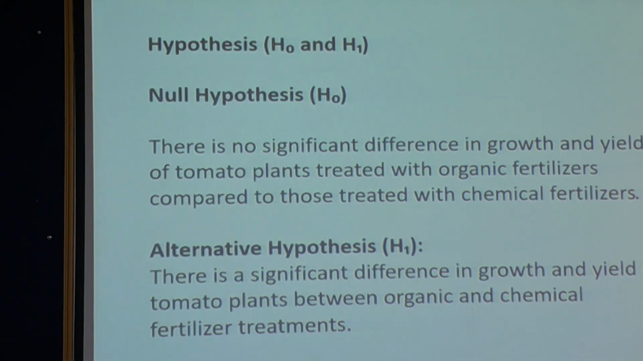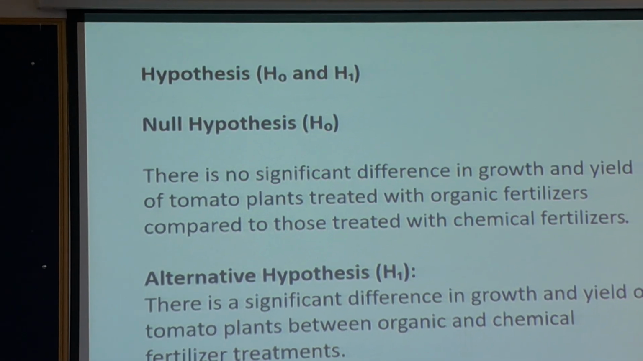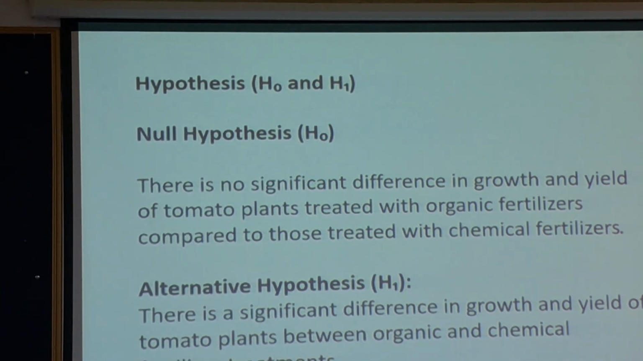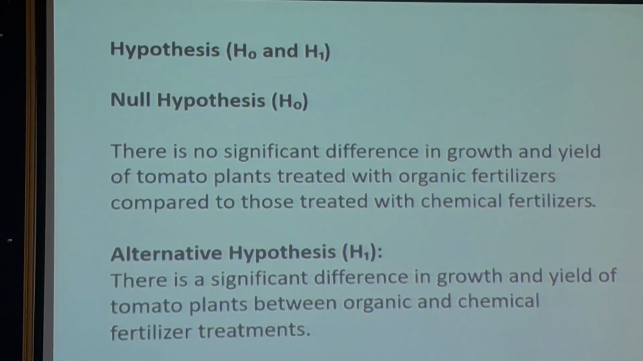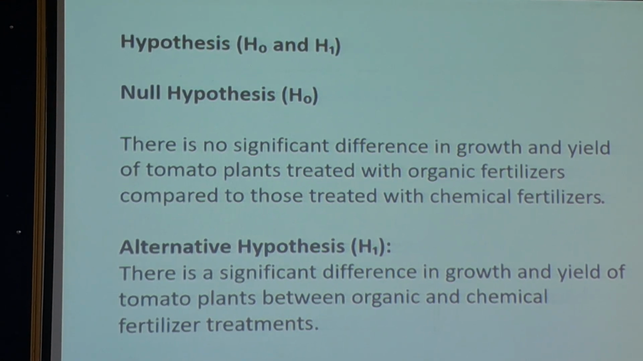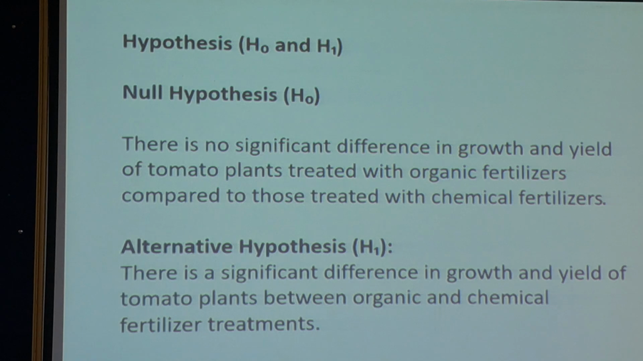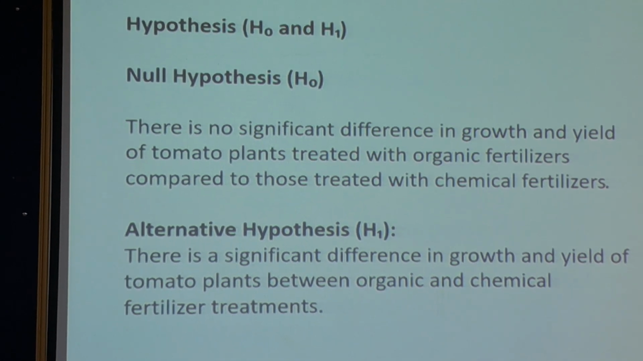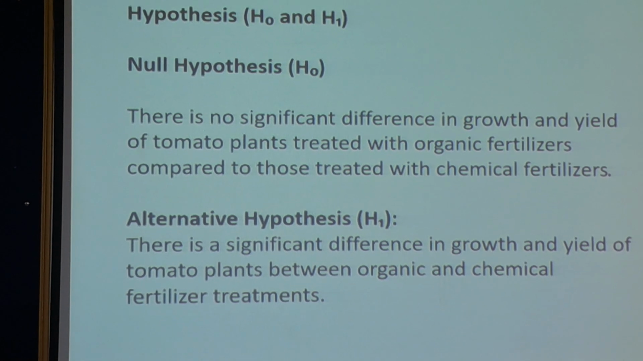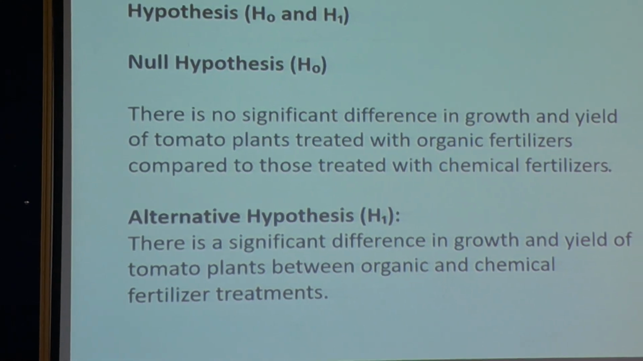Now I am telling hypothesis. Organic fertilizers may be better than chemical fertilizers, or chemical fertilizers are better than organic fertilizers. Even in the organic fertilizer, this particular type may be better than that one. So this is the hypothesis. You have to confirm that hypothesis by doing the experiment. That hypothesis may be accepted or may be rejected also.